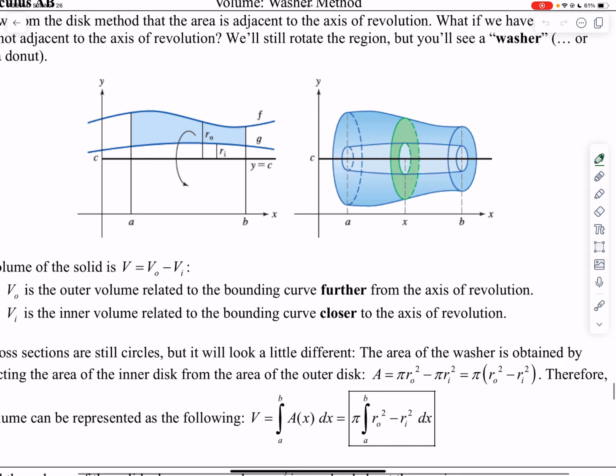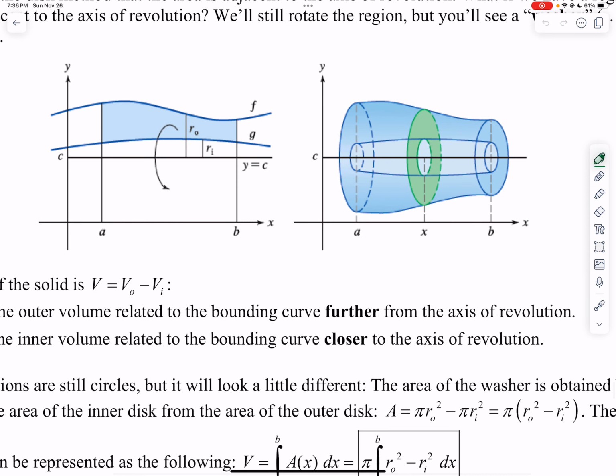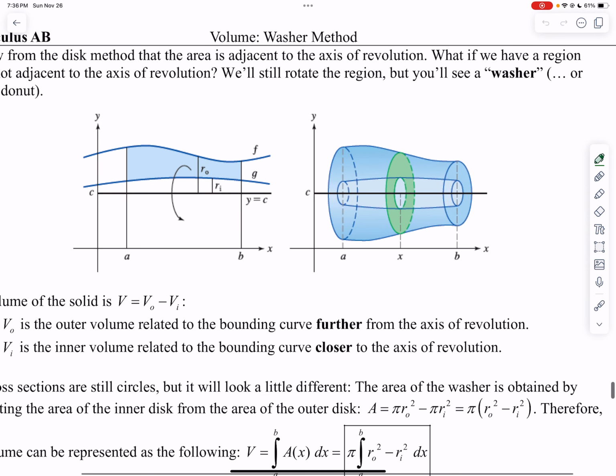As you see in this diagram right here, whenever we rotate it, we're going to see a little washer, or a little donut, where we are going to have the radius of the outer function right here. We're going to do top minus bottom there. And then we're also going to do top minus bottom of the radius of the inner function right here.